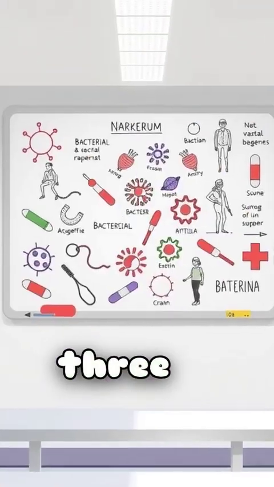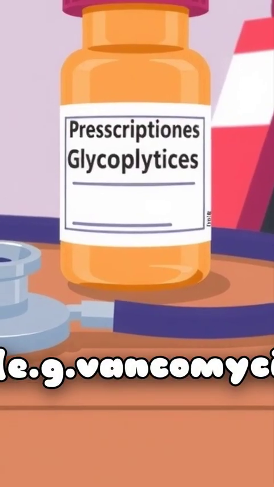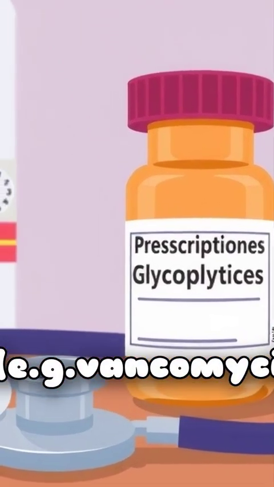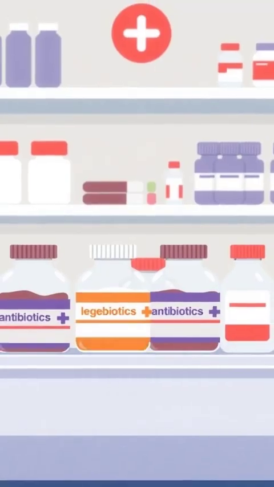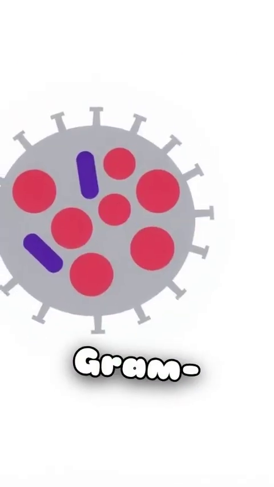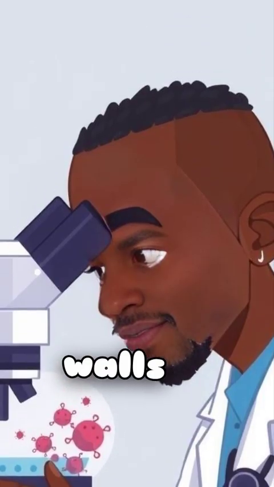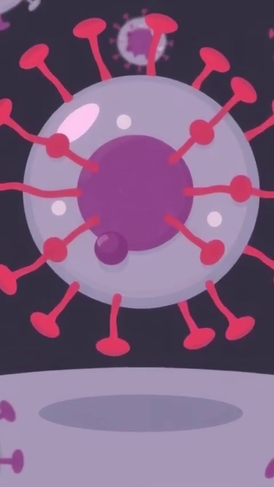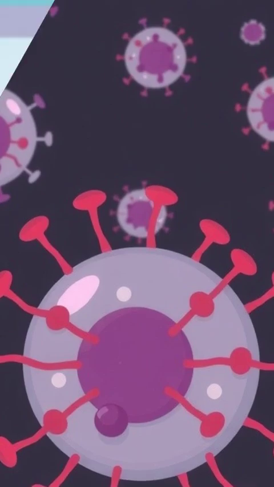Continuing with Part 3 of antibiotics, we will begin here with glycopeptides, e.g., vancomycin, teicoplanin. These antibiotics are effective principally against gram-positive cocci. This class of drugs inhibits the synthesis of cell walls in susceptible microbes by inhibiting peptidoglycan synthesis.